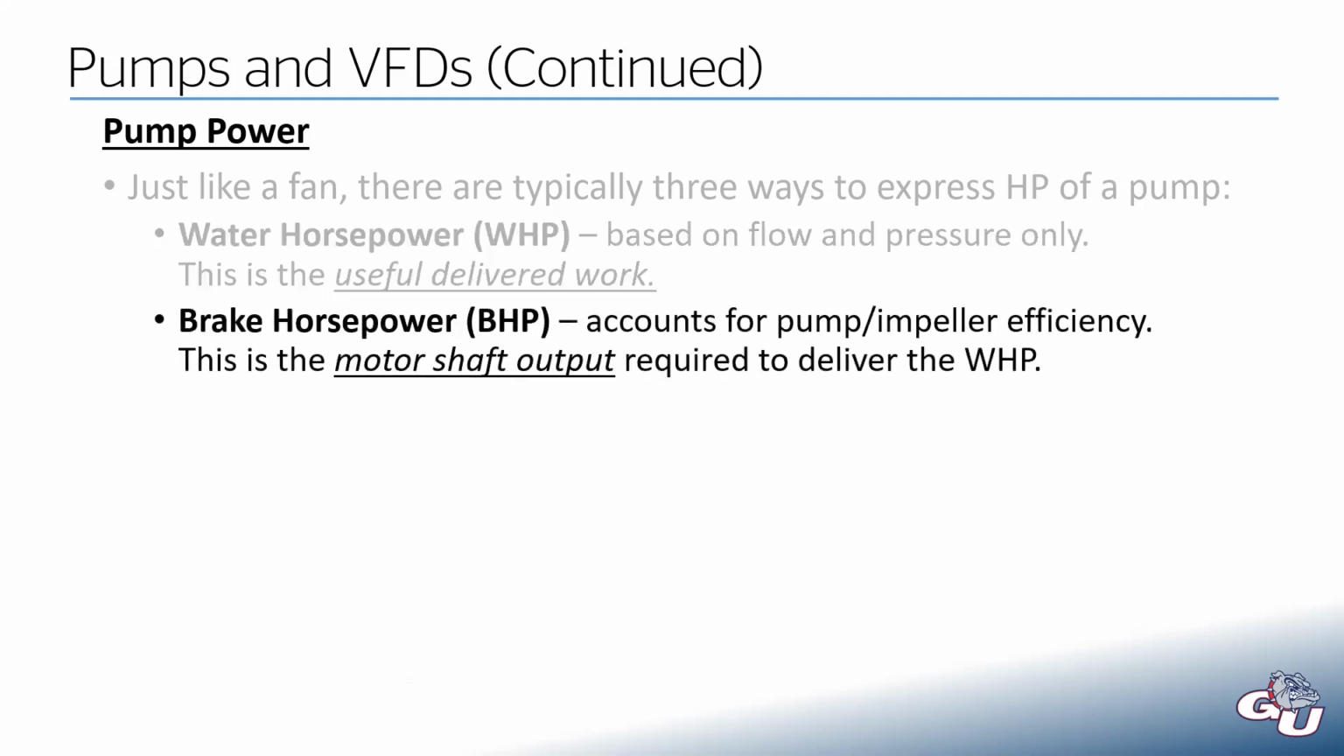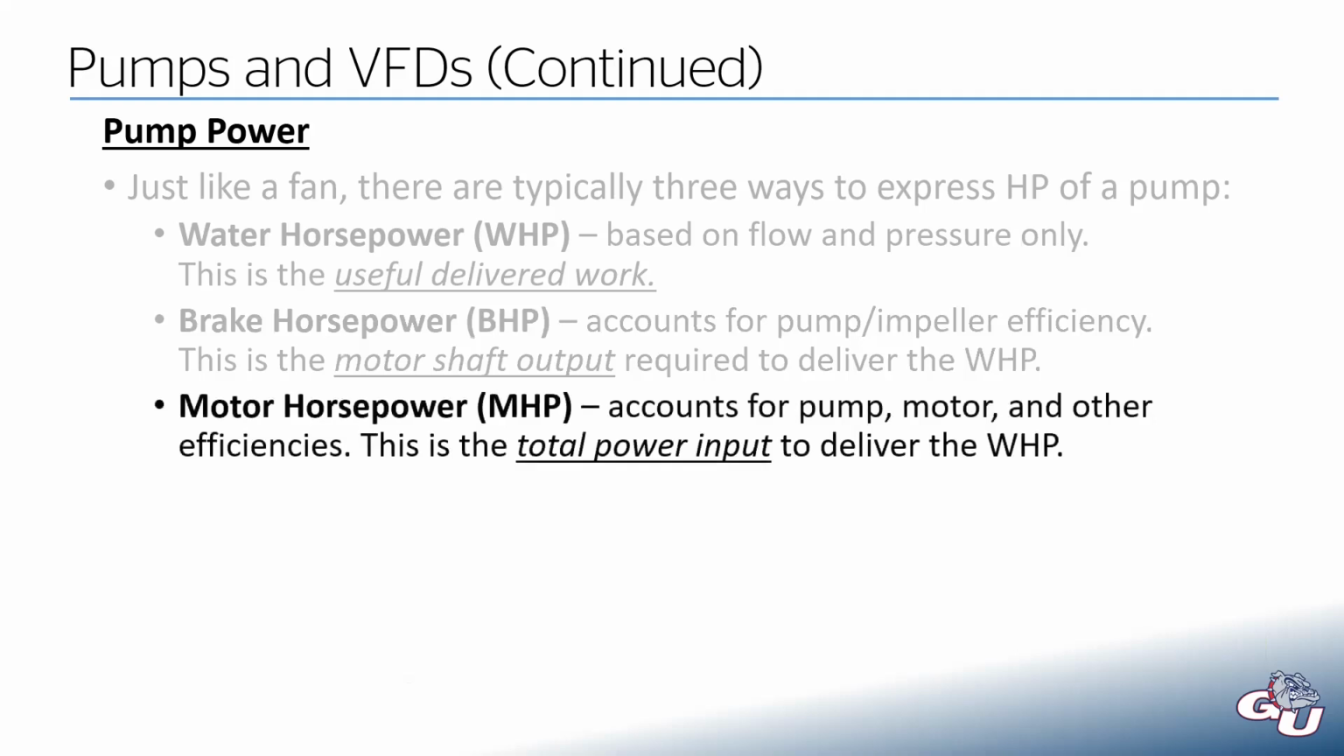Brake horsepower is going to be the same, regardless of if it's a fan or a pump. This accounts for the impeller efficiency, and this is the motor shaft output. So as a reminder, just lock this in your heads right now. Brake horsepower: it's all about what the motor shaft has to output to get whatever water horsepower or air horsepower we need at the ultimate outlet of our device.